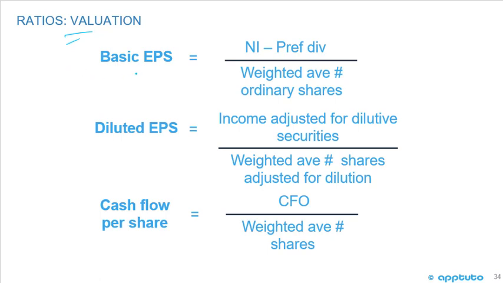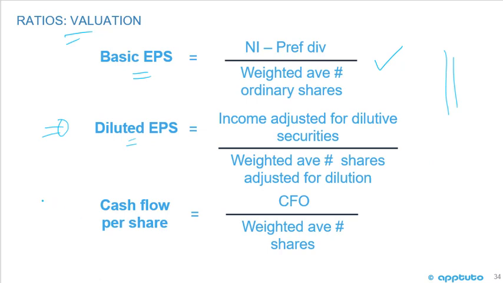The basic earnings per share is net income minus the preferred dividends, divided by the weighted average number of ordinary shares. And we see that in other LOSs through the CFA, so this should be fairly easy and familiar. The diluted EPS is the income adjusted for dilutive securities divided by the weighted average number of shares adjusted for dilution. And there's a lot of LOS, a lot of calculations that we need to do.